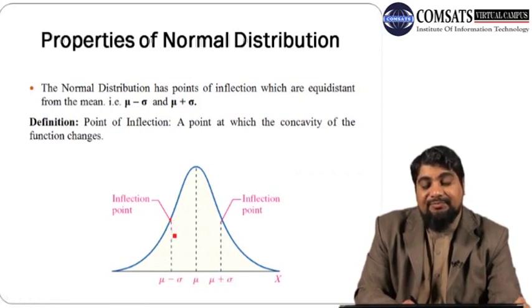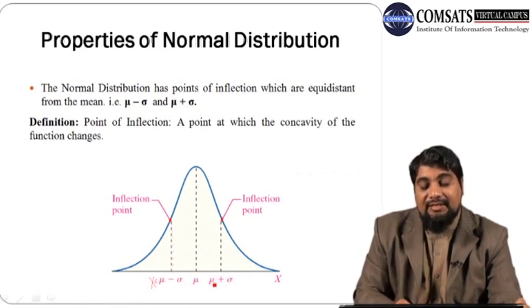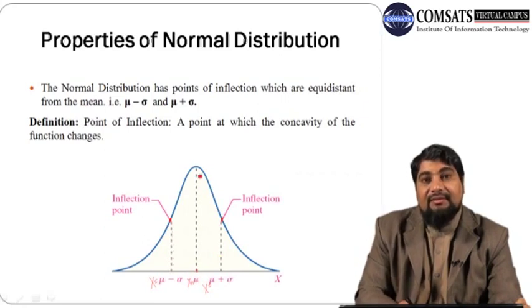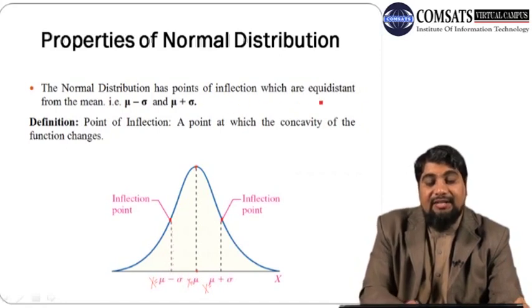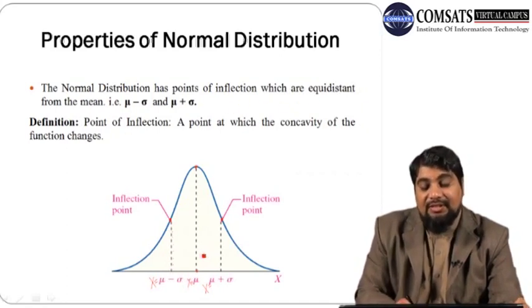So this point here is x equals mu minus sigma, and this is the point where x equals mu plus sigma, and at the middle x is equal to its mean, the point where it takes the highest probability or the peak of the normal distribution. So the points of inflection are equidistant from the mean. So this distance is equal to this distance.